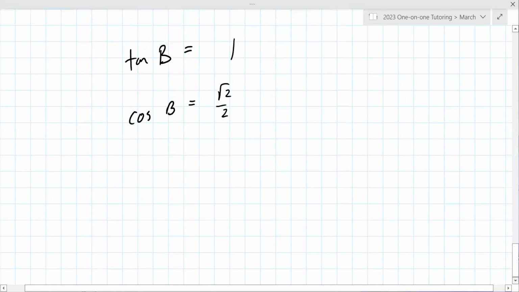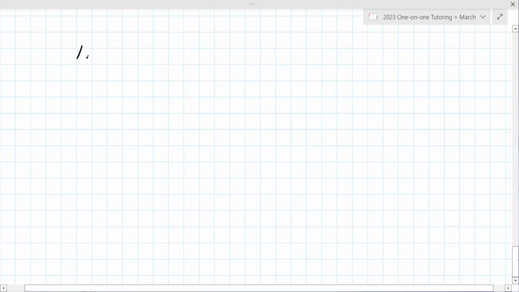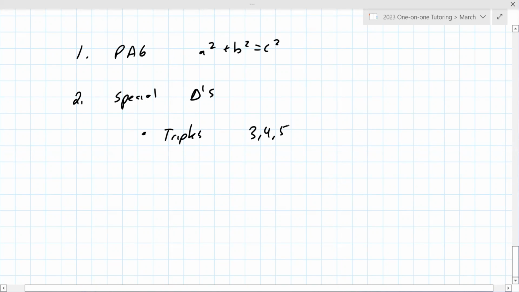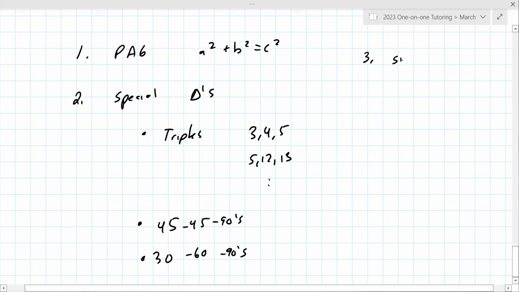All right. So try to keep in mind, here's what's in your toolbox right now. Pythagorean theorem: A squared plus B squared equals C squared. Then there are the special triangles. The first type are the triples, like the 3, 4, 5, the 5, 12, 13, and so on. There are also the 45, 45, 90s, and the 30, 60, 90s. And then there's also the sine, cosine, and tangent that we've been working on.